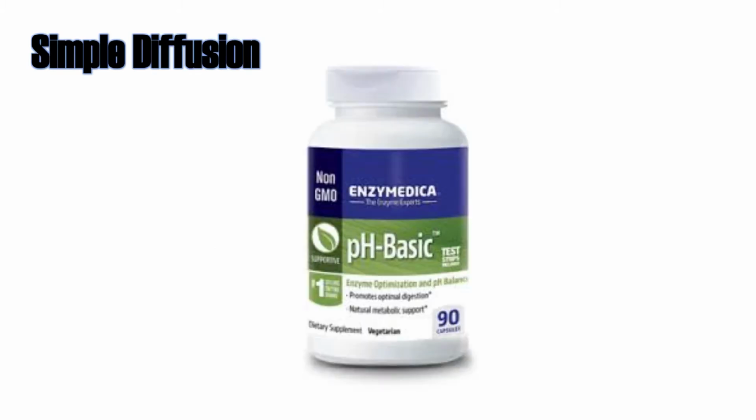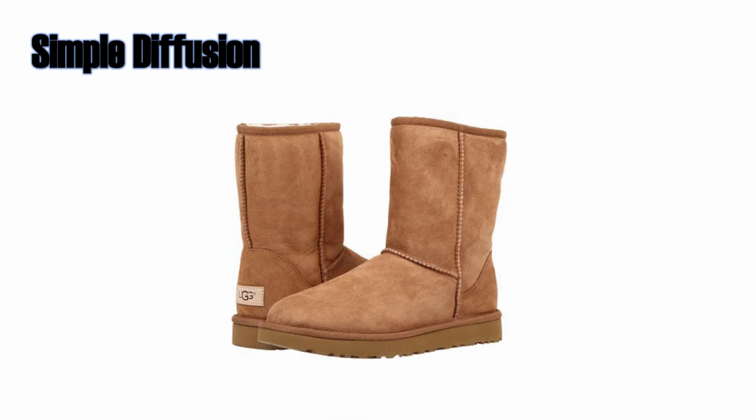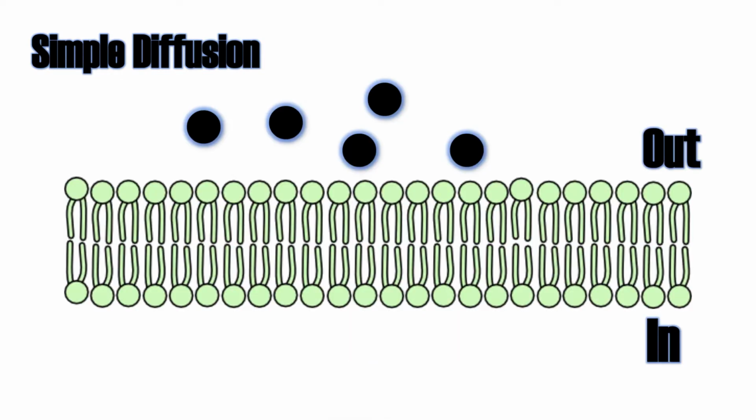This is the basic pumpkin spice latte loving UGG-wearing transport system. Something starts out, it moves in. It goes out and in. And out and in. This doesn't require a carrier. It's non-saturable, meaning it's unlimited. We go from an area of high concentration to low concentration, and it requires no energy.